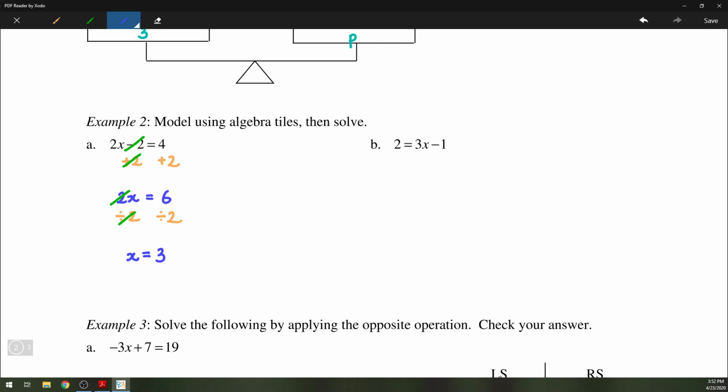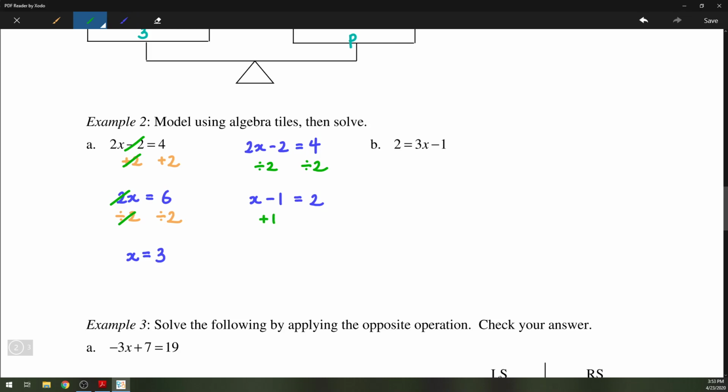Now, in this case, notice that the coefficient and the constants that are involved are all divisible by 2. So an alternate way of doing the same question is to start with 2x minus 2 equals 4. And then what we can do is divide both sides of the equation by 2. So 2x divided by 2 is just x, 2 divided by 2 is 1, and then 4 divided by 2 is 2. And then afterwards, we can solve this equation by adding 1 to both sides. You can also get x equals 3.